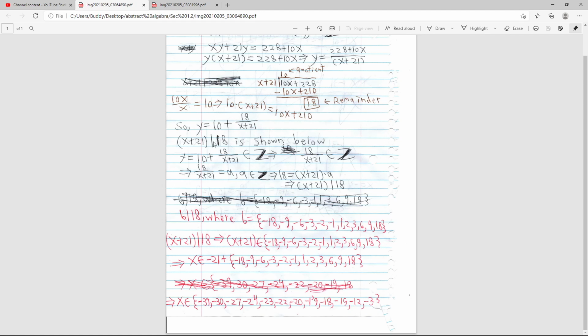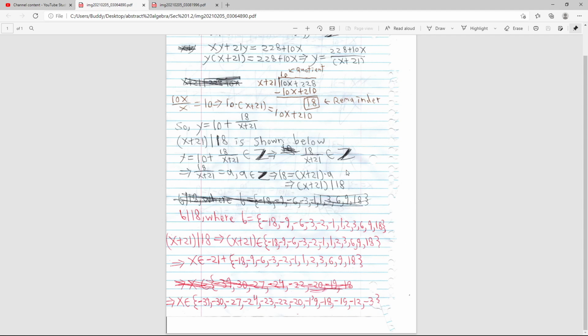x plus 21 divides 18. That's basically what we notice from how this is set up. 18 divided by (x plus 21). But we can show this briefly. y equals 10 plus 18 over (x plus 21) is in Z, which implies that 18 over (x plus 21) is in Z, which implies that 18 divided by (x plus 21) equals a, where a is in Z. We know this because y and x are integers.